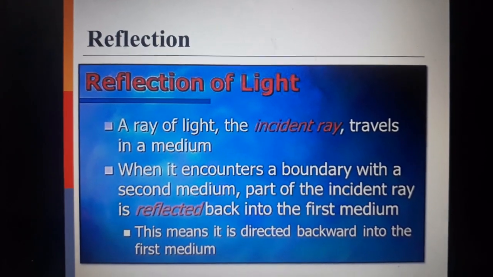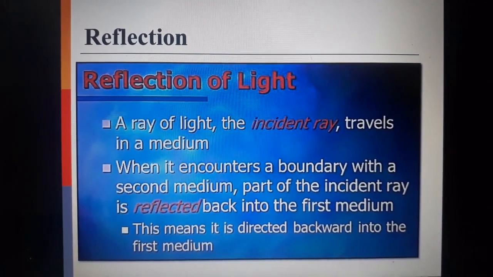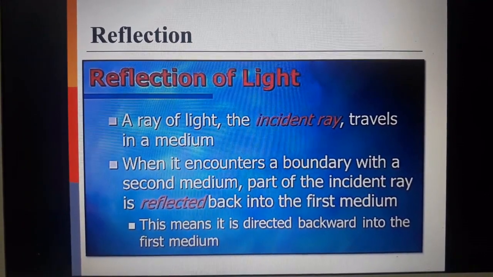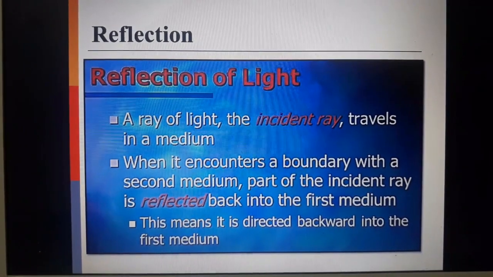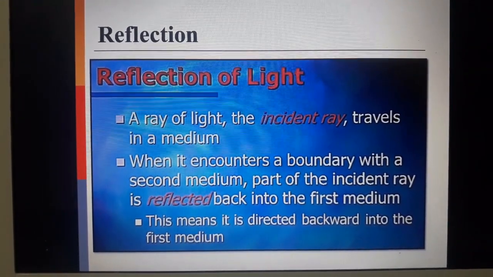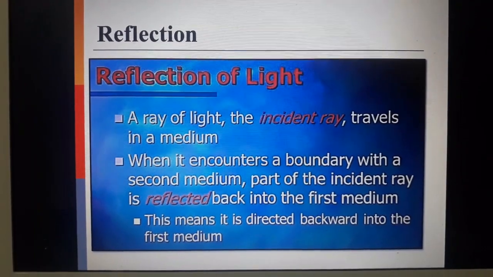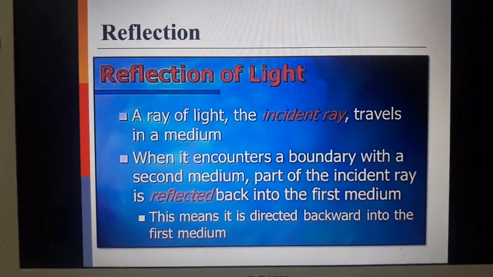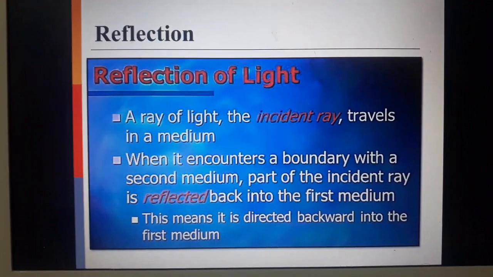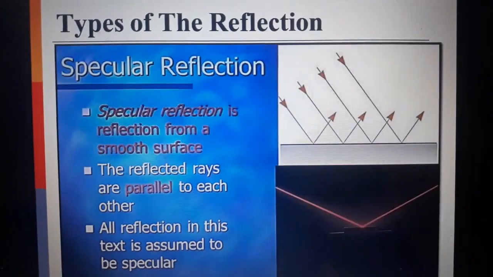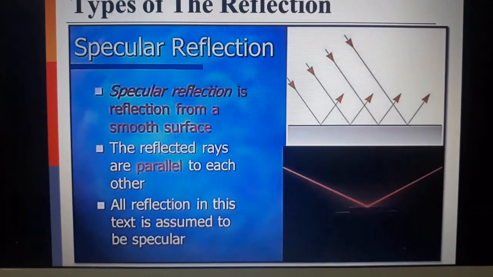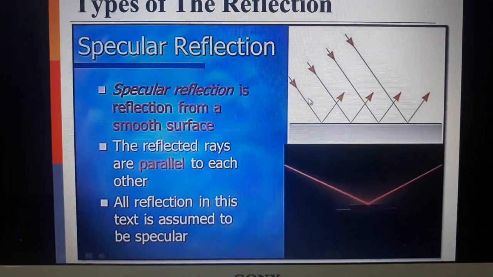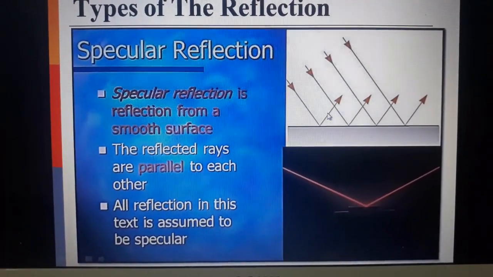The reflection. A ray of light, the incident ray, travels in a medium. When it encounters a boundary with a second medium, part of the incident ray is reflected back into the first medium. This means it is directed backward into the first medium. Okay, you can see this figure. This is the incident ray and this is the reflected ray.